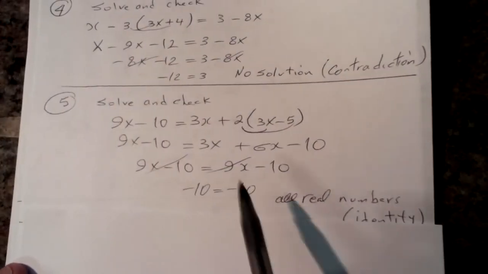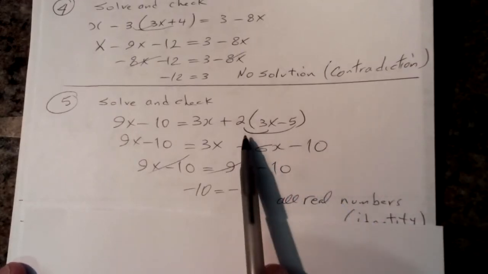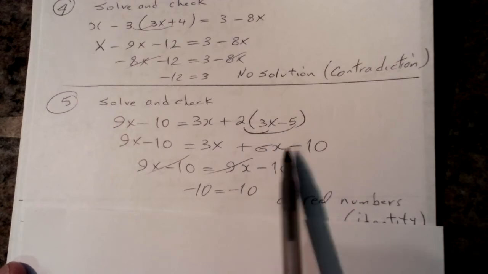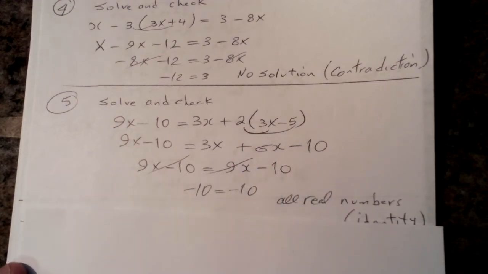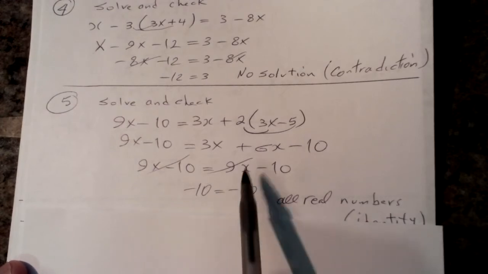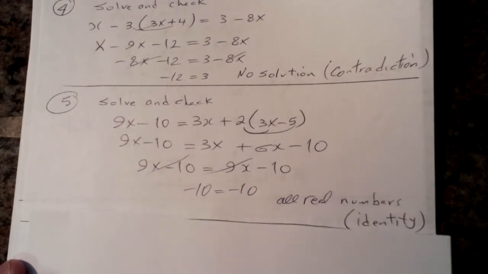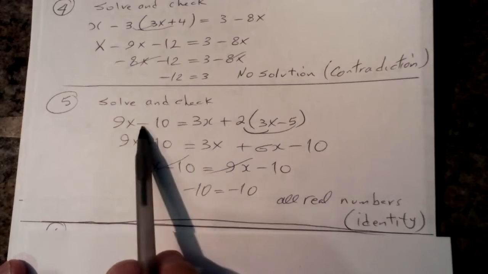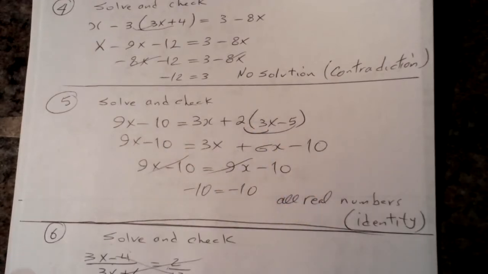This is a case where both sides are actually the same. When you multiply this, what do you get? 6x minus 10, right? What is 6x plus 3x? 9x. See, both sides are the same. In that case, remember, if both sides are equal, then all numbers work. So all real numbers, or they call it identity. What's the solution? All real numbers. Any value of x, when you substitute, both sides would be equal because both sides are equal.